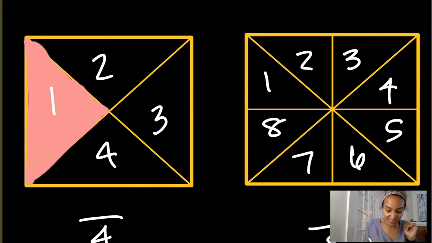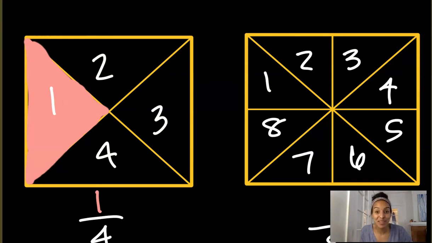If you said 1/4, you would be correct because the denominator, we know it's 4 because the shape was split into 4 equal parts. The numerator we know is 1 because only 1 out of those 4 parts were shaded in pink. The next thing I want to do is find the equivalent fraction to 1/4.